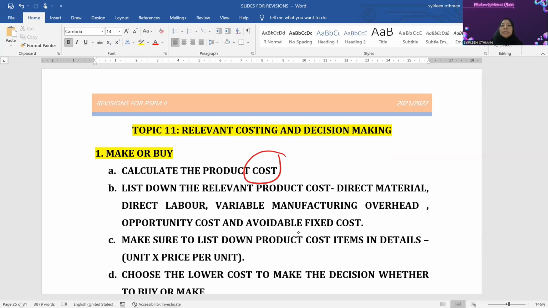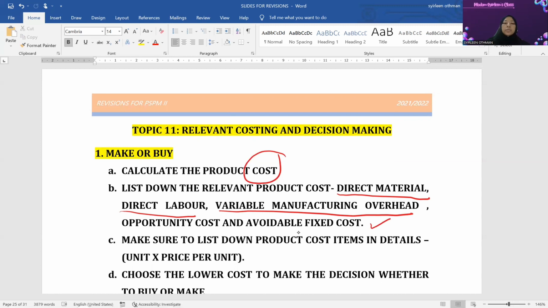And kita faham, kita nak calculate product cost. So kalau product cost, that means the item that is involved is your direct material, your direct labor, your variable manufacturing overhead, and there are two more additional items. Okay, yang ini depends on the question requirement itself. You ada opportunity cost and also avoidable fixed cost. Okay, so fixed cost normally is not added into the table. Tapi kalau ada avoidable fixed cost, then only you'll take the item and put inside the table.